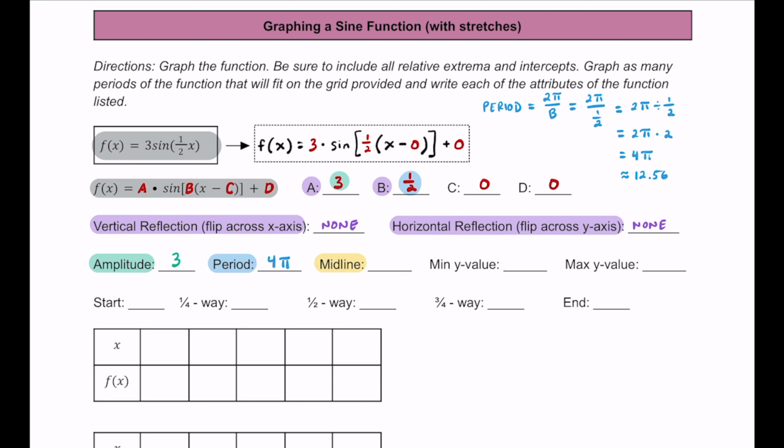Next, we have our midline, and that's affected by the value of d. But since d is equal to 0, then the midline is not going to move at all.